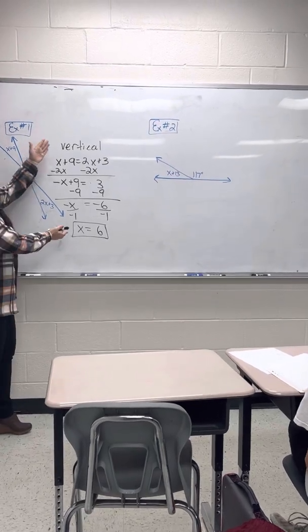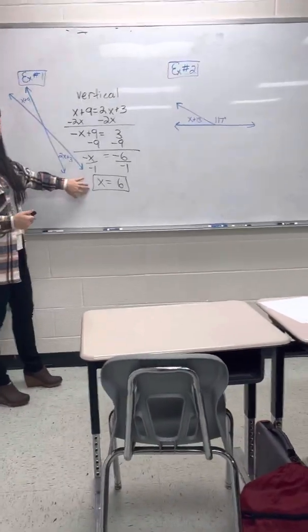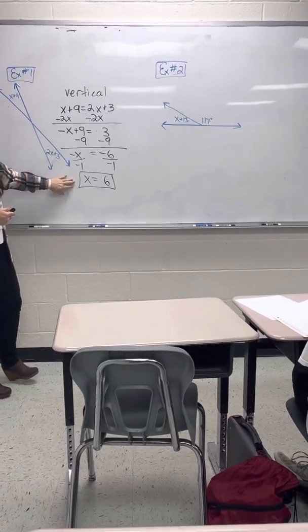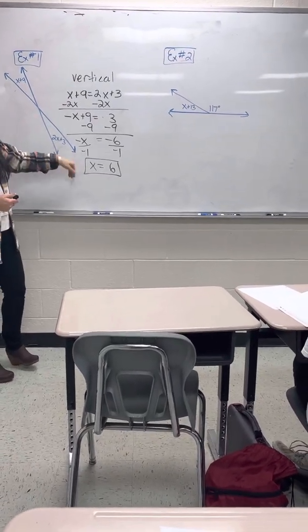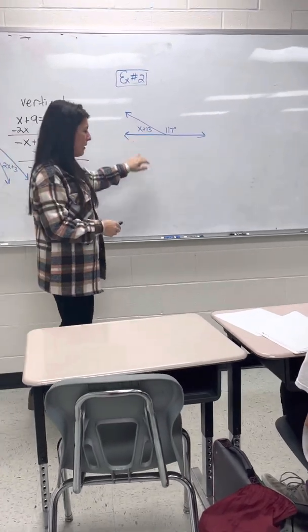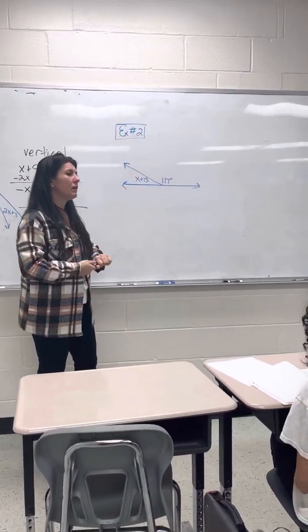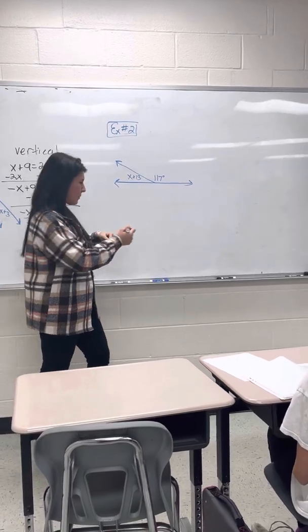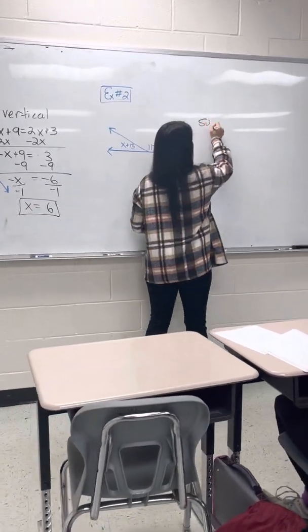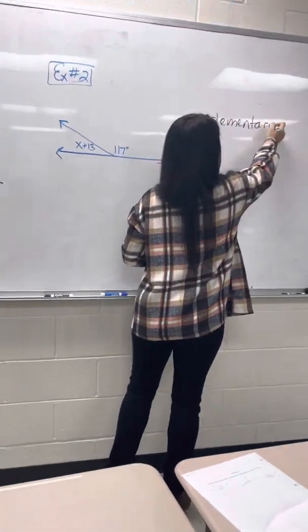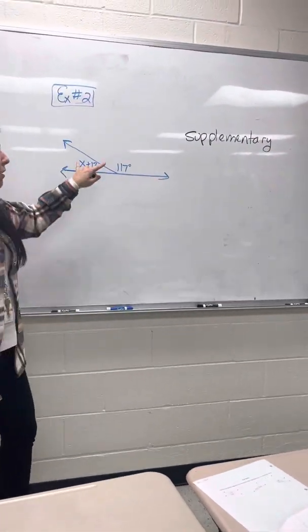So showing your work is important. Our goal was to find out what X was. We use the idea that these are vertical angles to find out what X is. Look at the next one. Let's name them. What can I call these angles? Supplementary. They're supplementary. Good. That's a starting point. You need to know what they are so you can figure out how to set it up. So I can call them supplementary.